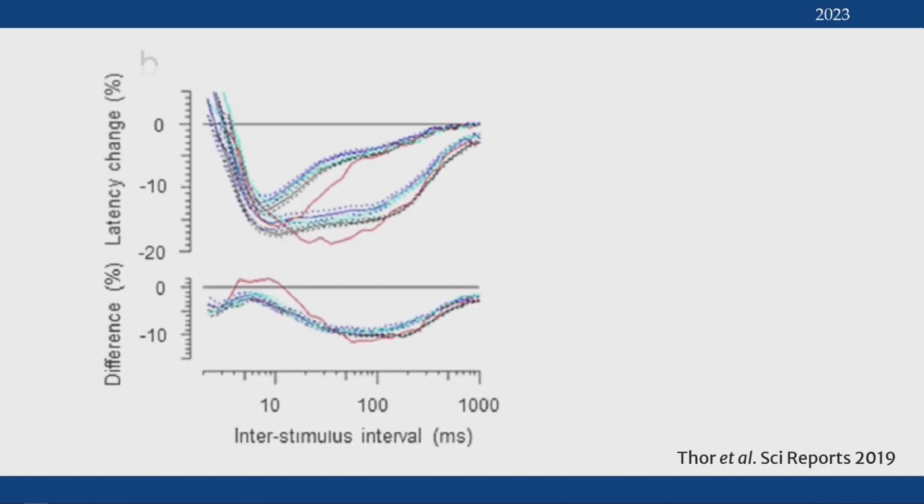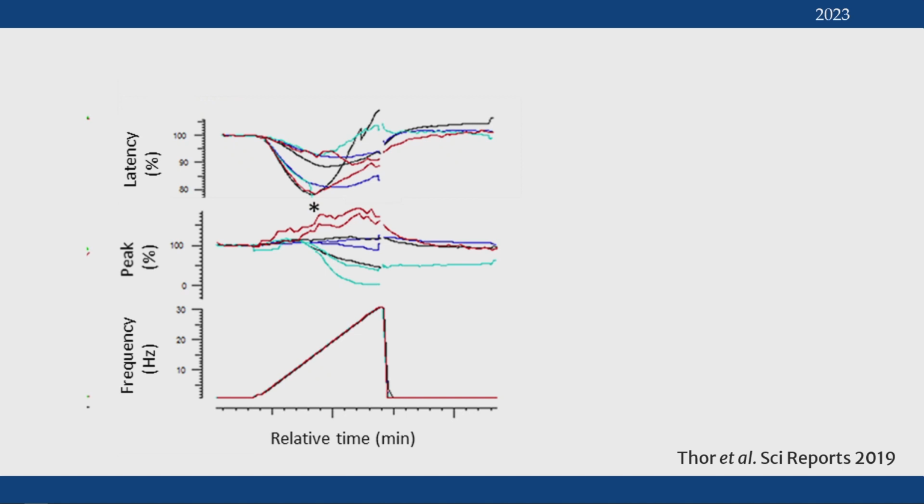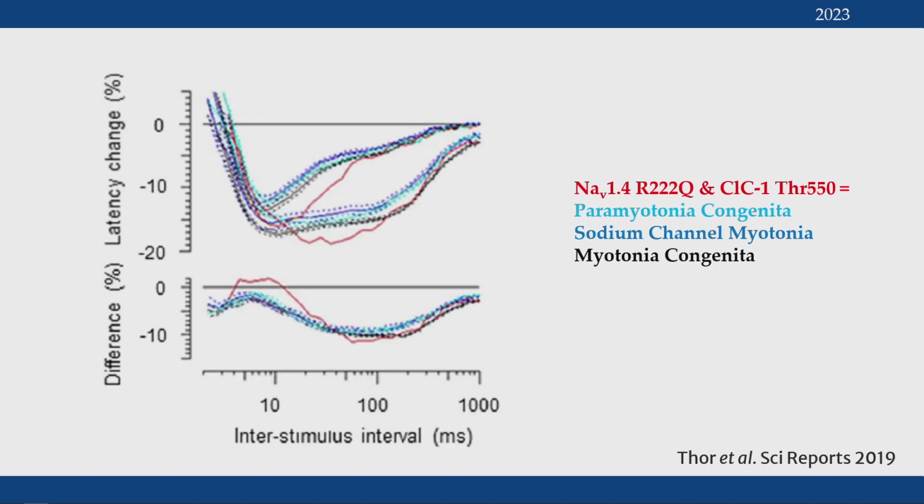So we did the MVRCs in this gentleman to try and see whether or not that chloride channel variant might be having an impact and trying to explain the severity of his myotonia. And so what you can see, his MVRC is shown there in red, and hopefully you can appreciate that the extent of supernormality is greater than the other MVRC patterns which are shown there for the groups of patients for PMC, sodium channel myotonia, and myotonia congenita.